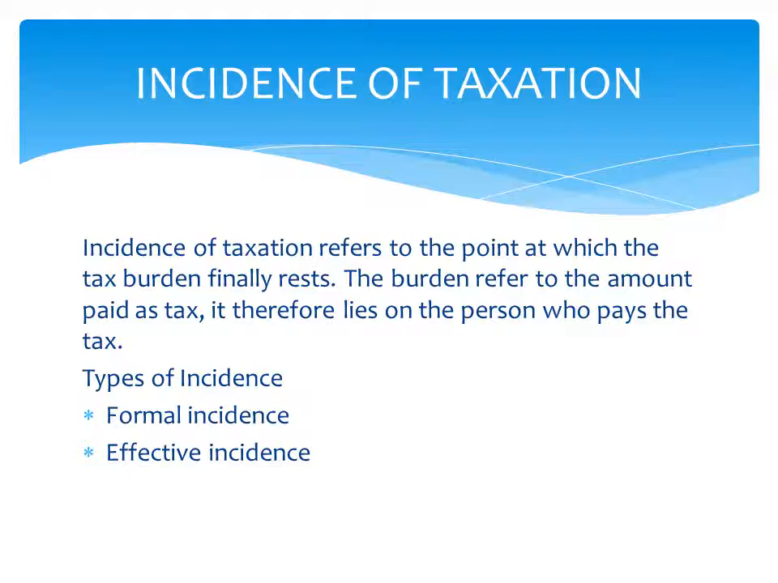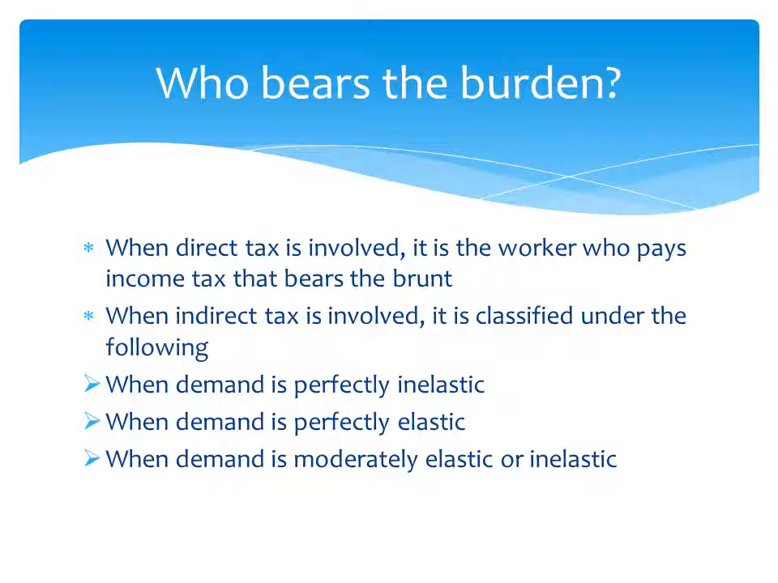By formal incidence, we mean the initial effect of tax on the tax object, that is the taxpayer. On the other hand, effective incidence of tax makes reference to who bears the final burden of taxation. When direct tax is involved, it is the worker who pays income tax that bears the brunt. But when indirect tax is involved, it is classified under the following categories.